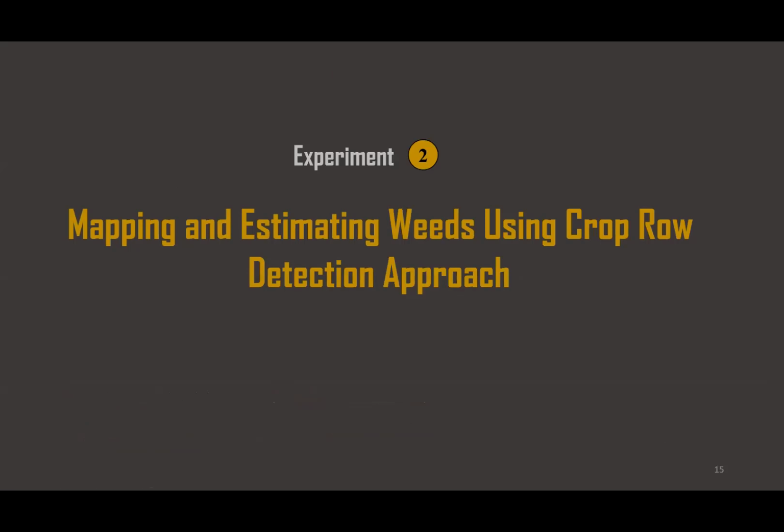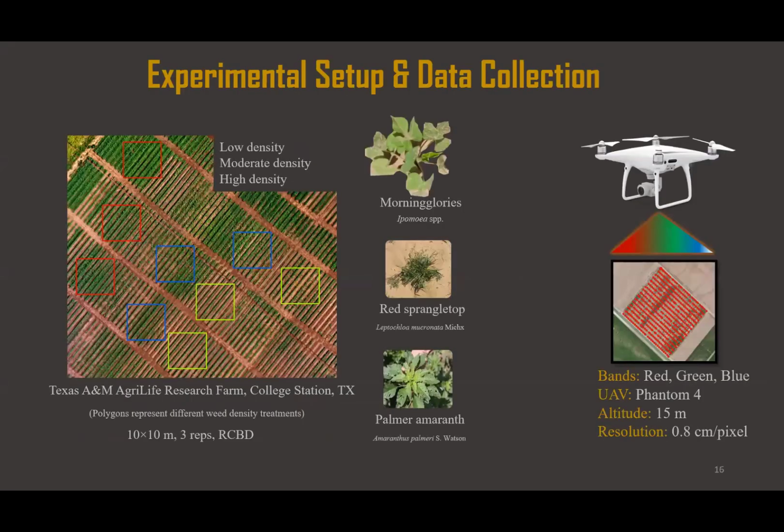Moving on to my experiment 2, which is mapping and estimating weeds in cotton using crop row detection approach. In this approach, we tried to identify, detect, and map the mid-season weeds like morning glories, red spangletop, and Palmer amaranth in cotton field. For that, we set up 3 different density plots: low, moderate, and high density plots. These plots were set up in complete randomized block design.